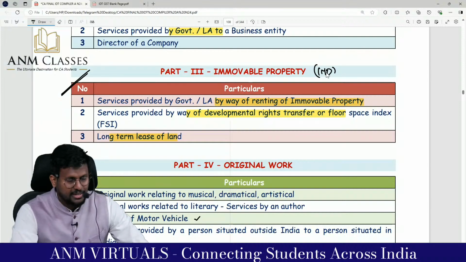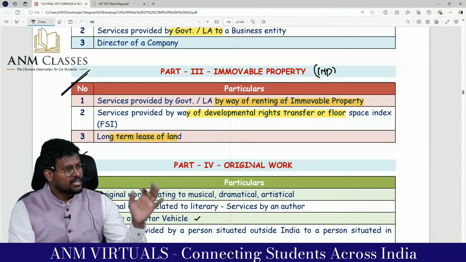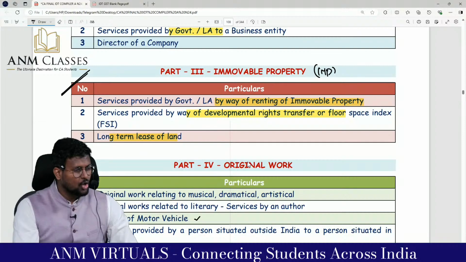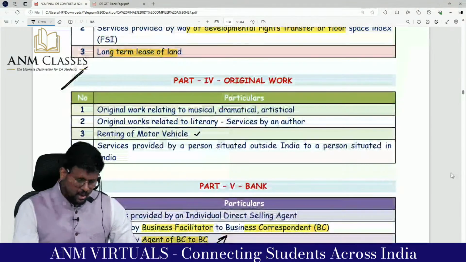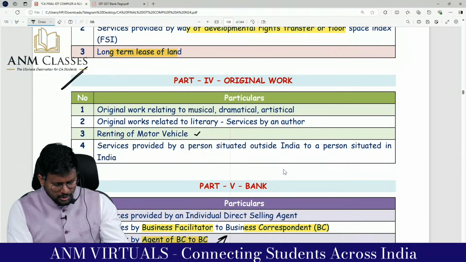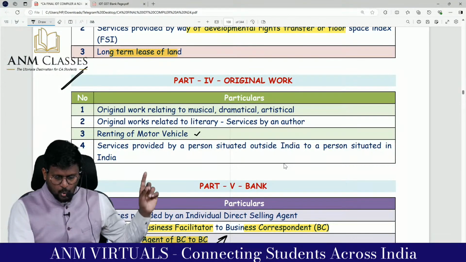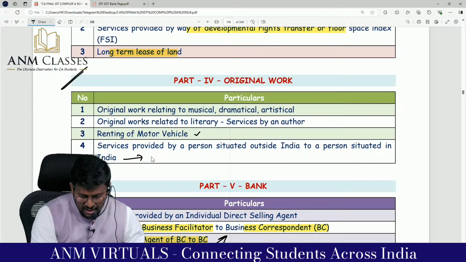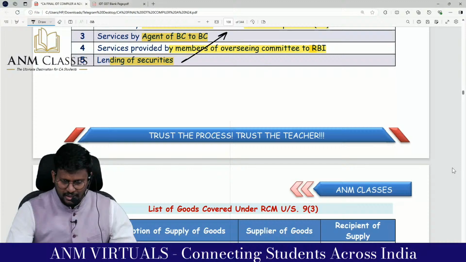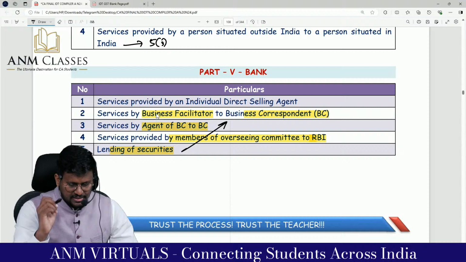IMP, immovable property. Right? Service provided by government or local authority by way of renting of immovable property. Services provided by way of development rights, transfer of floor space index, long-term lease. Right? Original work relating to musical, dramatic, artistic, and literary works. Renting of motor vehicle. Service provided by a person situated outside India to a person situated in India. Actually, this is a different RCM, but we are discussing it along with the RCM list, right? And with regard to the bank, service provided by an individual direct selling agent.